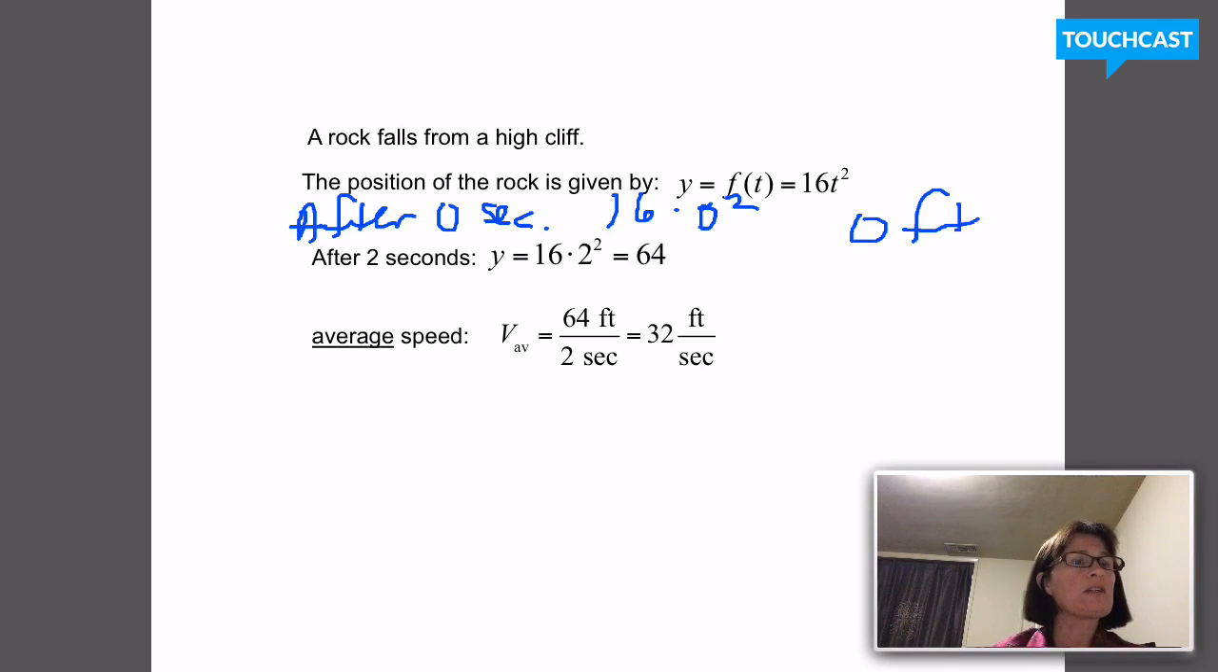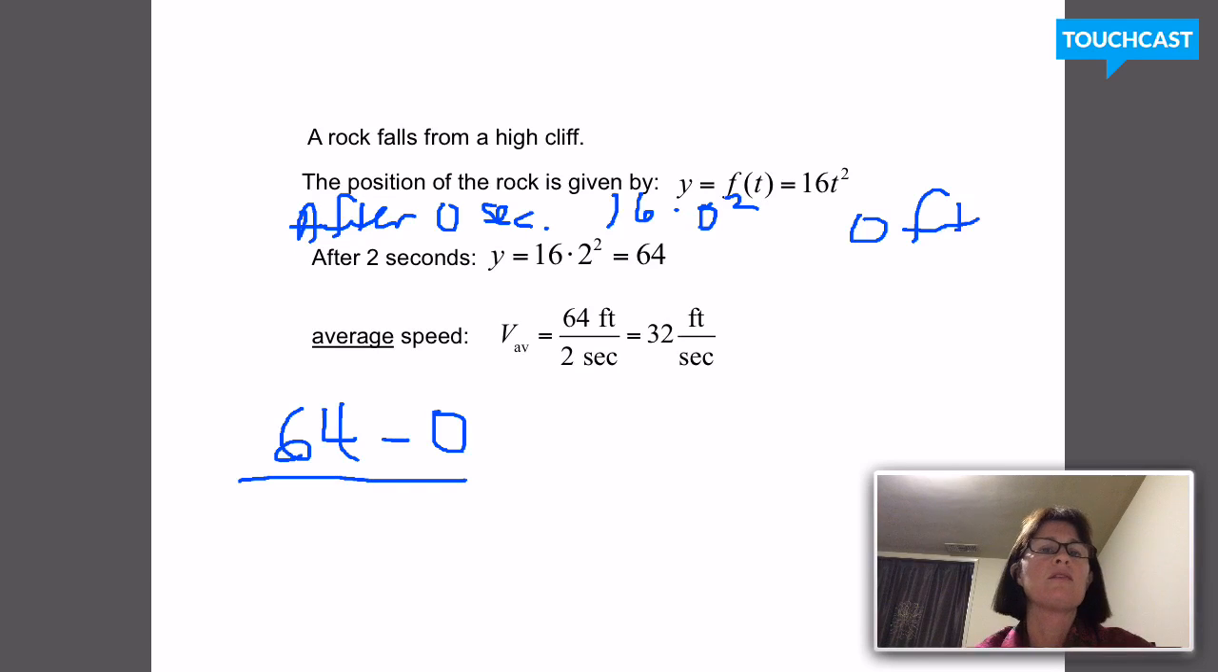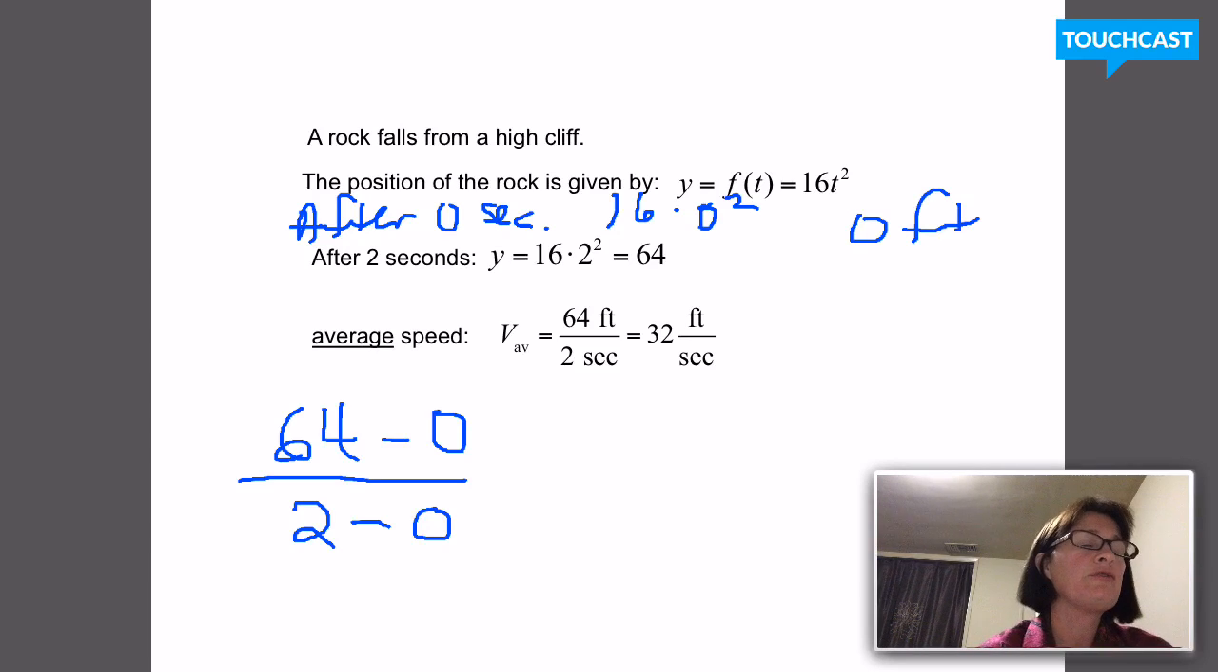So to be very specific, change in distance, so distance is change in position. So I'm going to subtract those two values. That's 0. I'm going to take away from 64. So 64 minus 0 divided by change in time. So the second time minus the first time. And that's where I get this expression, 64 feet divided by 2 seconds, which you can simplify to 32 feet per second. So over those 2 seconds that it falls, the average speed of the rock is 32 feet per second.